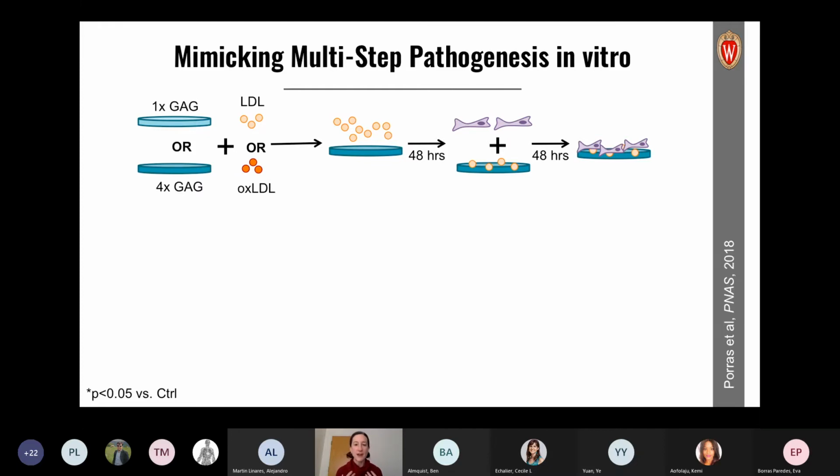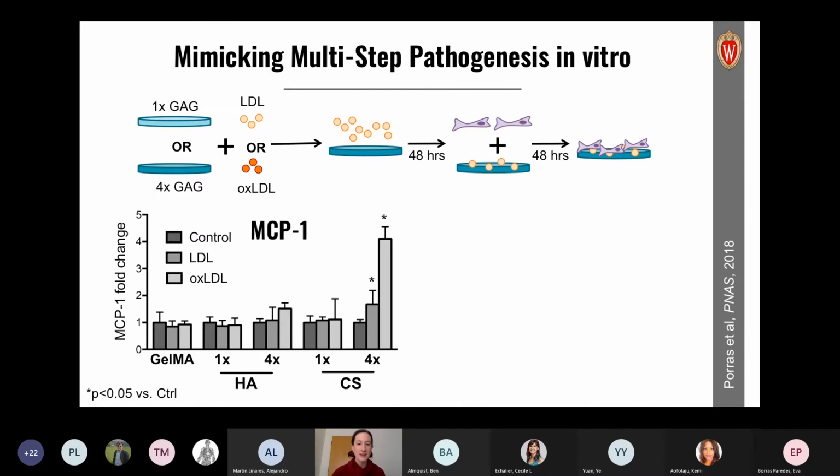And so what we did is we made our diseased ECM scaffolds, we incubated them with lipids and oxidized lipids, and then we saw whether those lipids got trapped by those scaffolds, and then whether those trapped lipids were able then to stimulate inflammatory responses by the cells. And in fact, that's exactly what we found, but in particular for the case of chondroitin sulfate, we'll come back to HA later, where we found that when you had 4x, so this diseased amount of chondroitin sulfate, it trapped oxidized LDL. And that oxidized LDL that it trapped, and to some extent the LDL that it trapped, stimulated the valvular interstitial cells to produce more inflammatory factors.